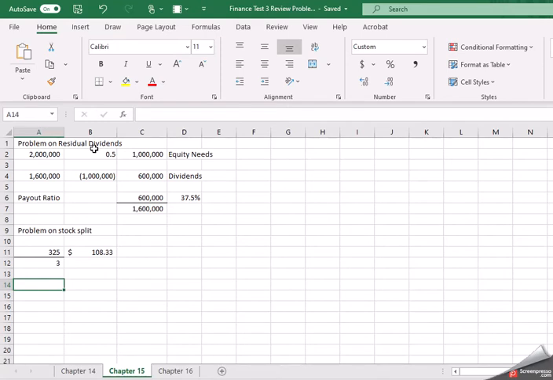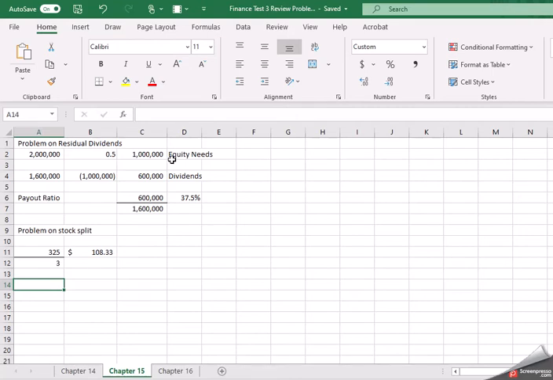kind of how that works. So this problem, it tells us, up there, it says the firm has an approved capital expense budget of $2 million. So that's that number. The firm maintains a target capital structure of 50% debt, 50% equity. So when we're dealing with these residual dividends, all we care about is the equity piece of it. We don't care about debt. They can go ahead and get all the debt they want. The equity is what we care about. So we got 50% equity times our capital budget of $2 million. We have $1 million of equity needs.